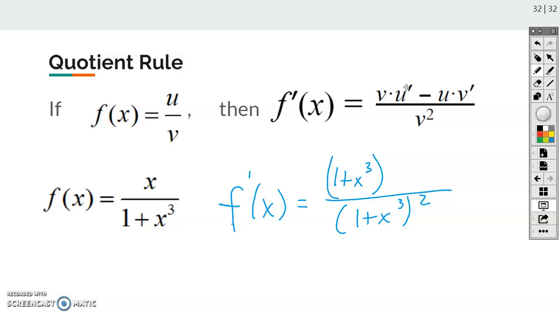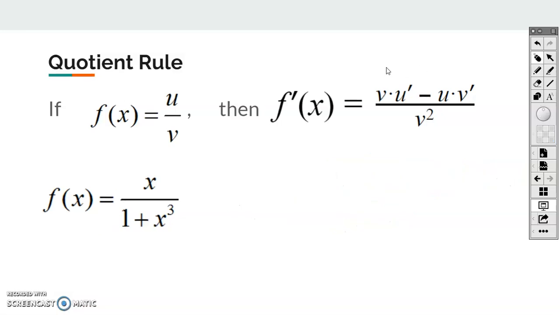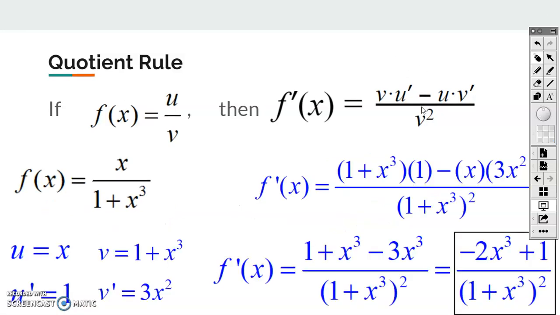Now I can find the derivative of u. U would have been on the top here, so the derivative of x would be 1 minus u, which was x. V prime, the derivative of the bottom, would be 3x squared. And then you're just simplifying, which I've done on the next step. Make sure you use the product and quotient rule if you have a product or quotient and you can't simplify it.